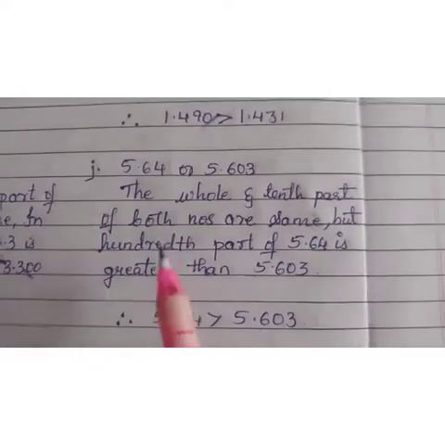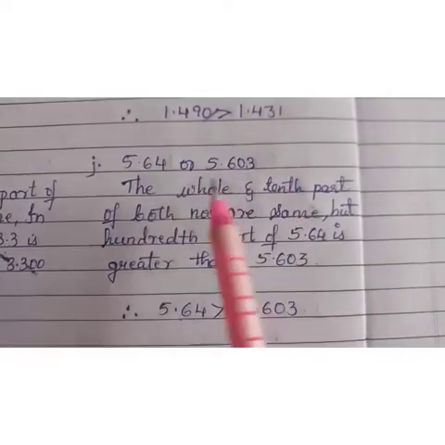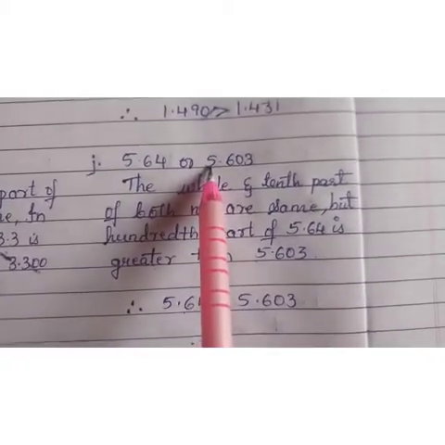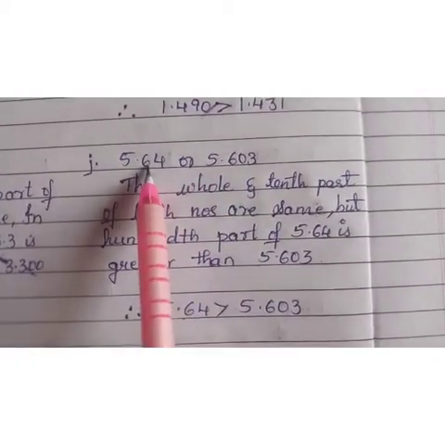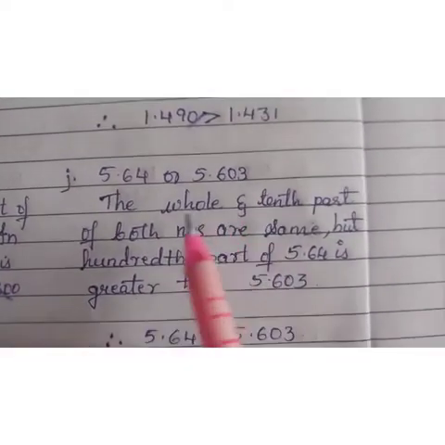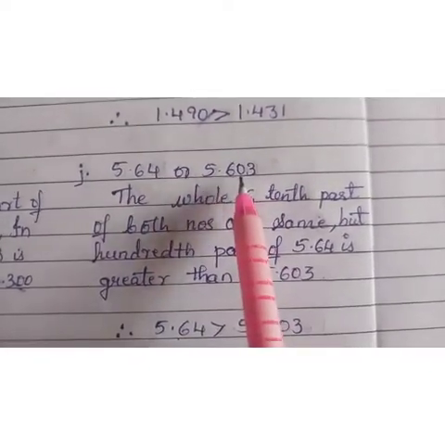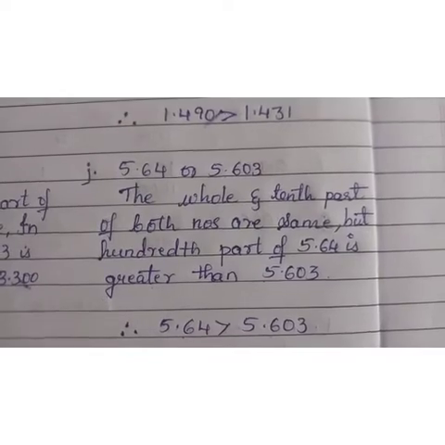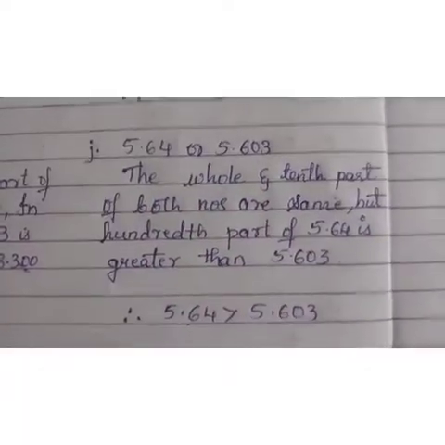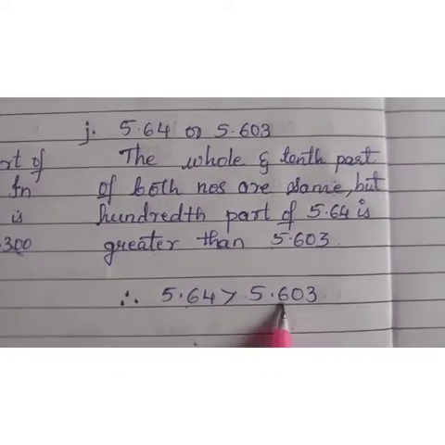Next, moving to next one, 5.64 or 5.603. Again start comparing, children. Here the whole number part is same, as it is 5 and 5. Next we have in the 10th place 6 and 6, isn't it? So children, again in the 100th place, here we have 4, whereas here we have 0. So can you tell me now which is greater? Yes, this number is greater because 4 is greater than 0. So therefore 5.64 is greater than 5.603.